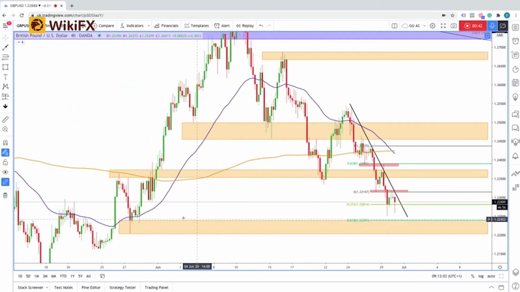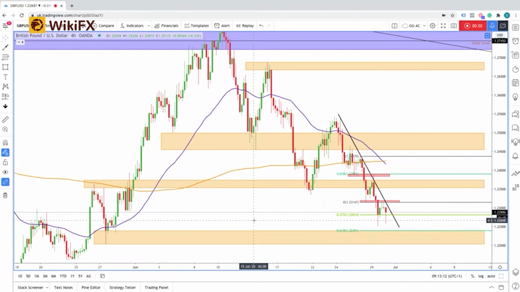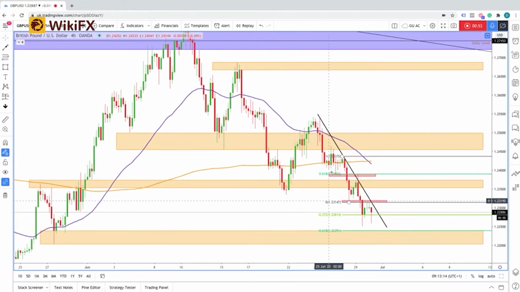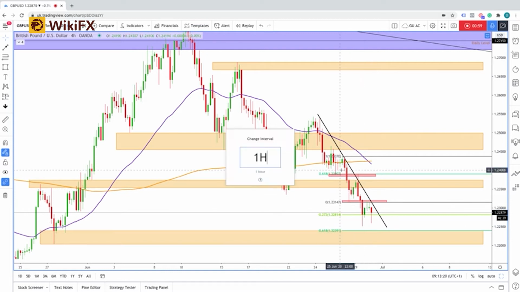Now we do have this key 4-hourly swing level in this region here, which is a region that I'll be looking at price potentially moving down to. We've also got this trend line in here, which we will take a look at on the hourly time frame.